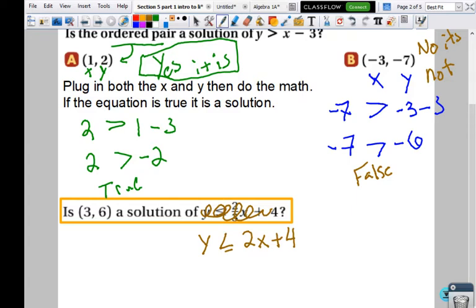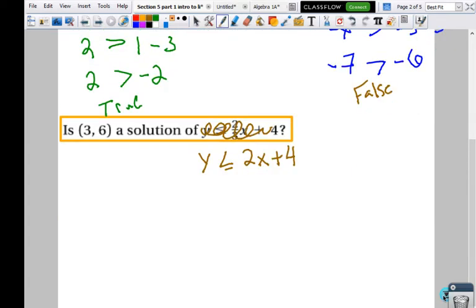Alright, so on your own, you're going to tell me, is this a solution, yes or no? So plug numbers in, and at the very end, see is it true or is it false?